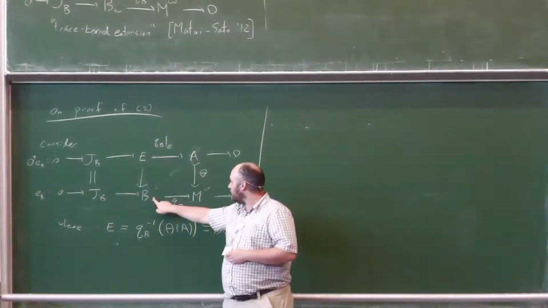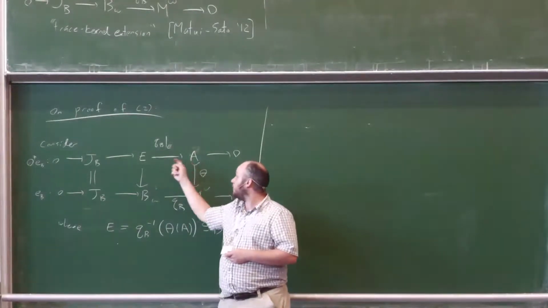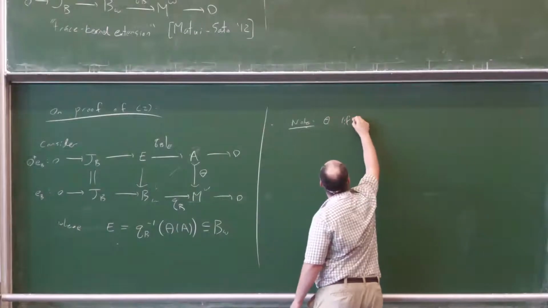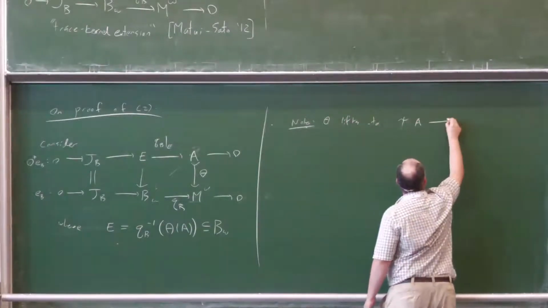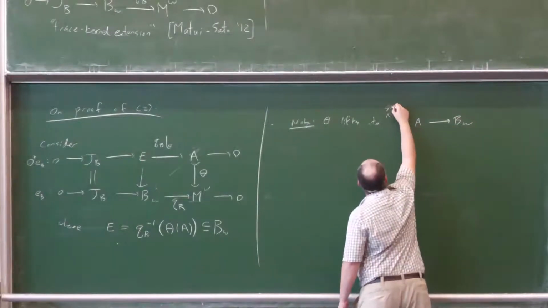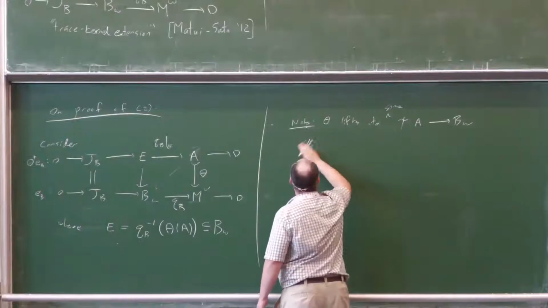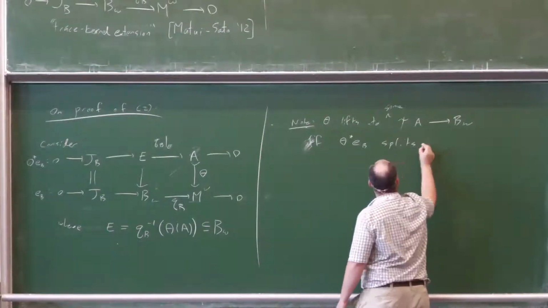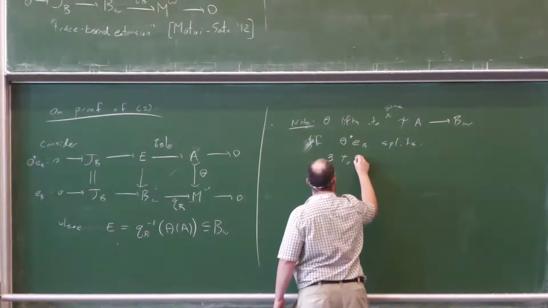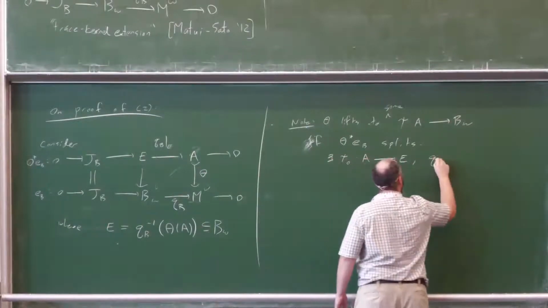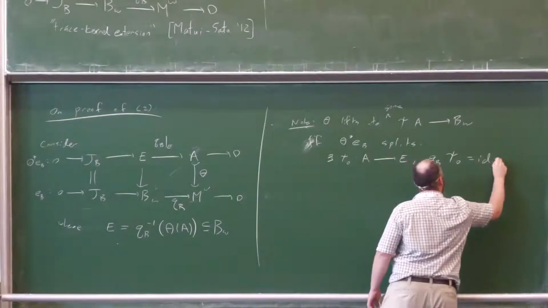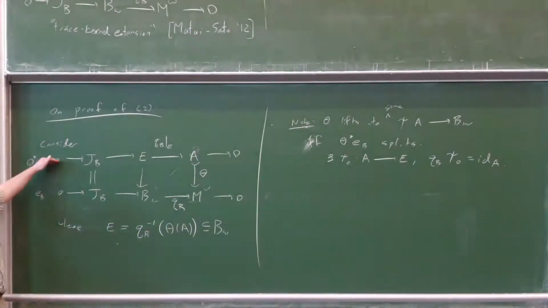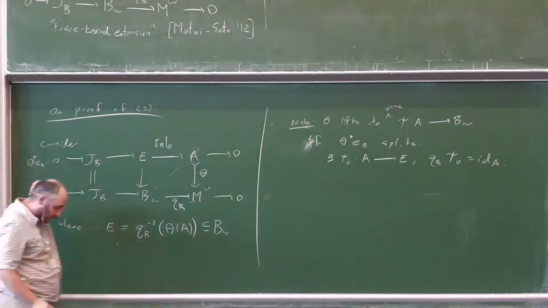And it turns out that having a lift here is equivalent to having a splitting for this top row. So theta lifts to some psi if and only if this pullback extension splits. Meaning there's a, let's call it psi naught from A to E, which lifts the identity on A. So it's actually the splitting of this extension that we're going to state things in terms of.